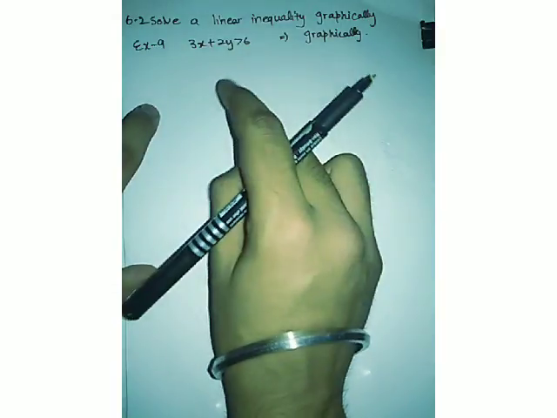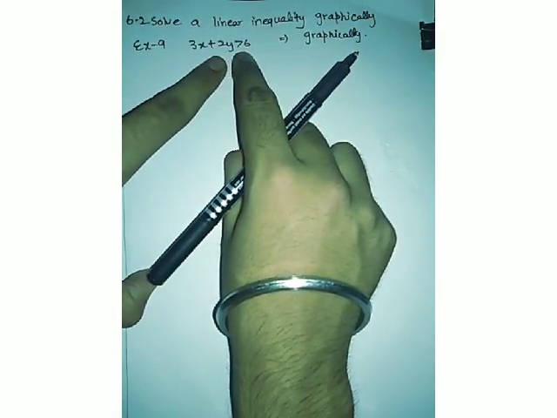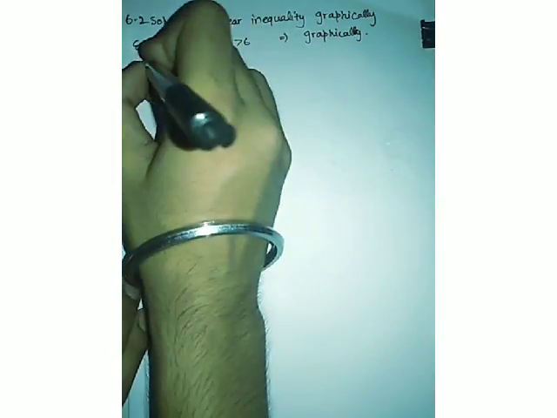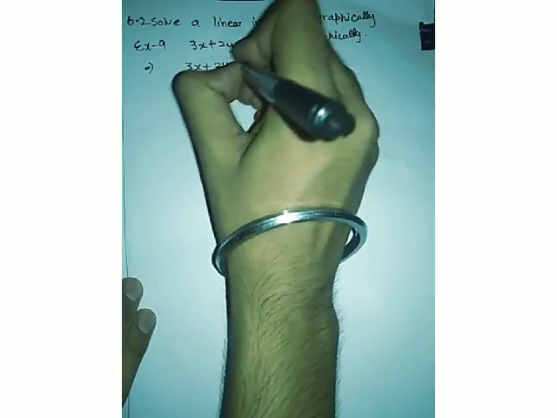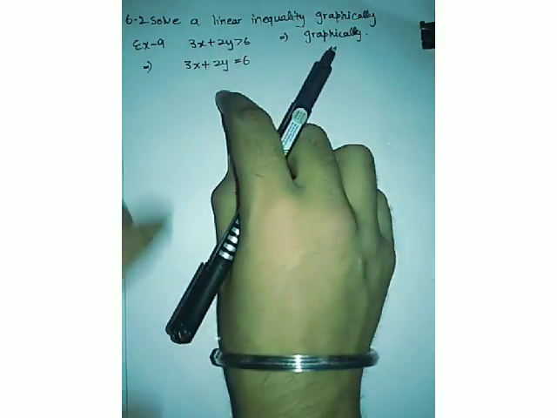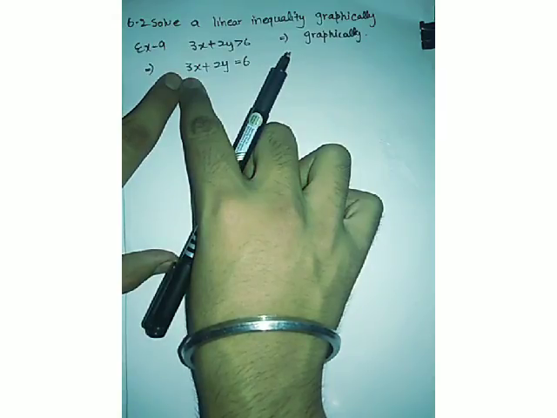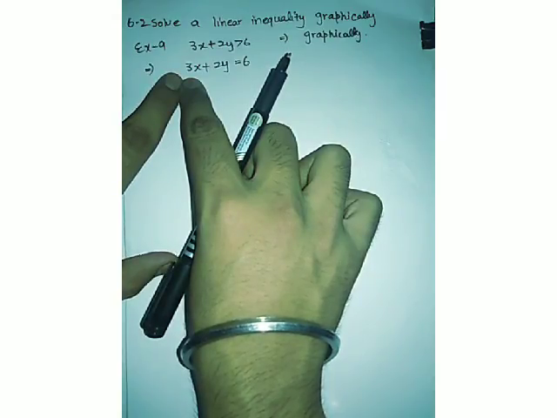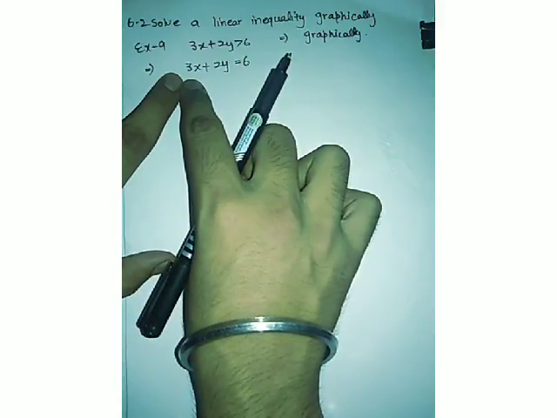Firstly, in order to solve this graphically, you have to consider the equality, not the inequality. So firstly, consider 3x + 2y = 6. Now, you must have learned about the plotting of linear equations in two variables in ninth class, but I will just recall that concept for you for your better understanding.